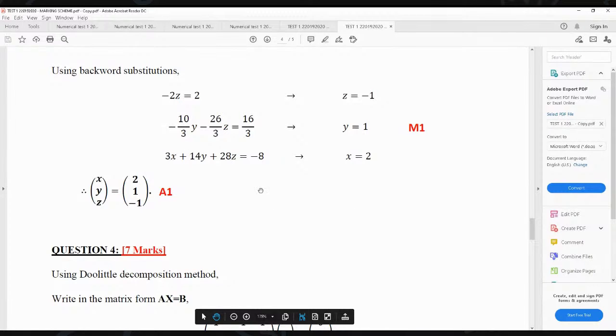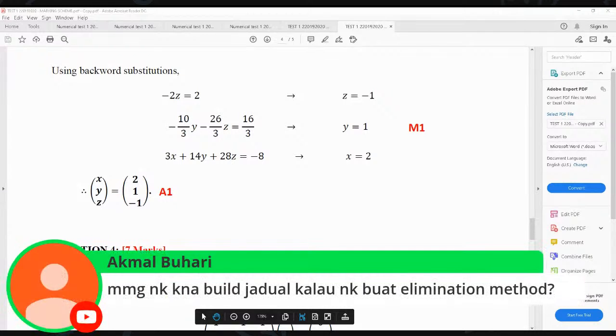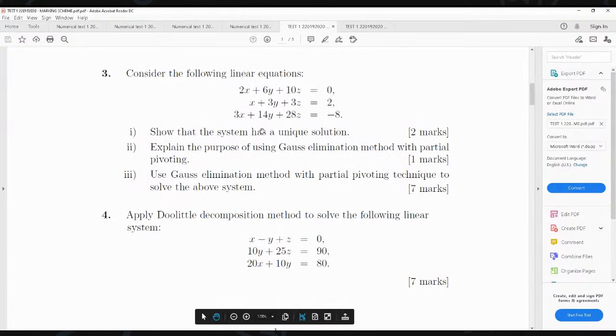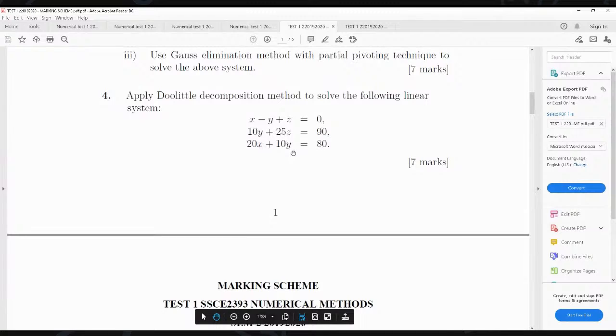All right, so now let's go to any questions here. Any questions? No need to make a table, but you need to know how to do the elementary row operations to change the row, to rescale the row and rearrange the row. There are 3 elementary operations you need to remember. Okay, so now let's go to the last question.